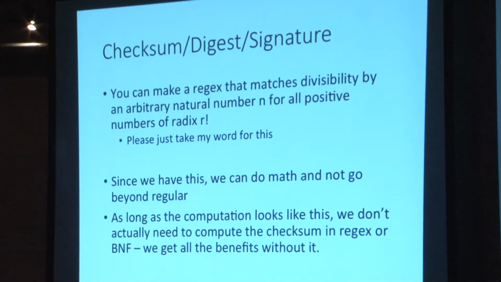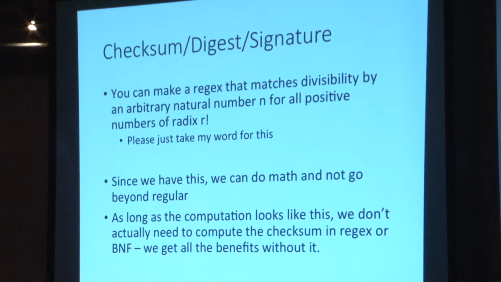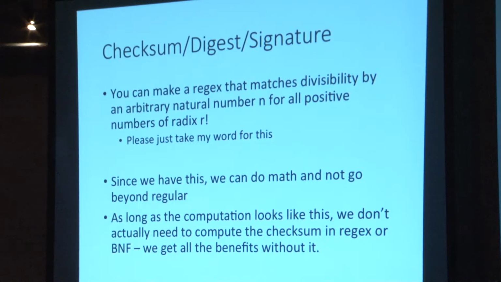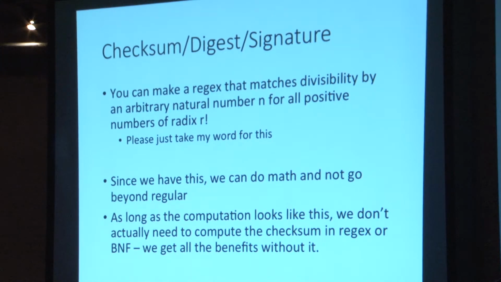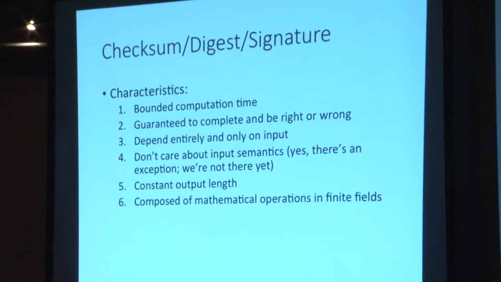Like, for example, one that matches divisibility by an arbitrary natural number for all numbers of radix r. That is to say, if you told me, give me a regular expression that matches all binary numbers that are divisible by 7, I can actually draw that. I'll get into the reason that that's possible in a little bit, rather than boring you with the regular expression. It's actually miles long, but it does work.